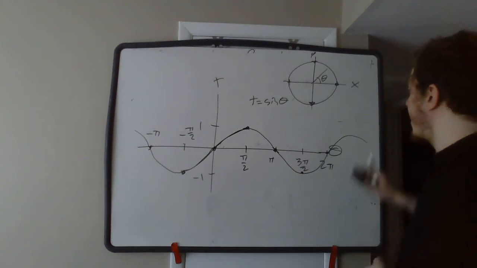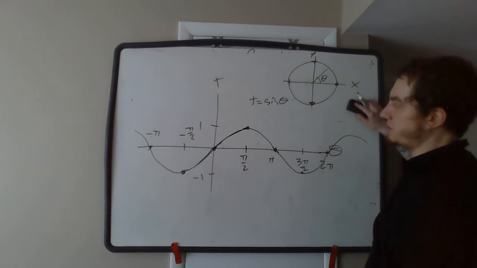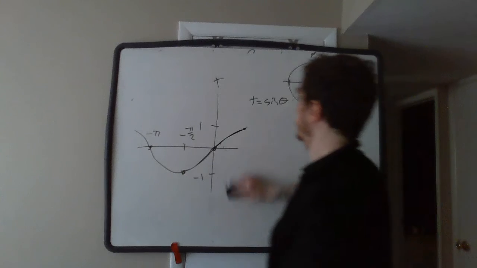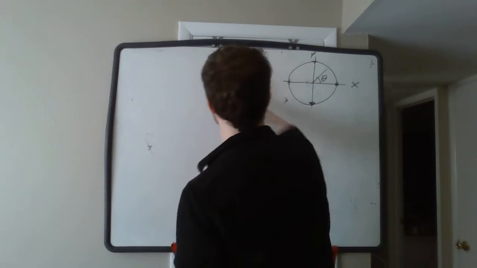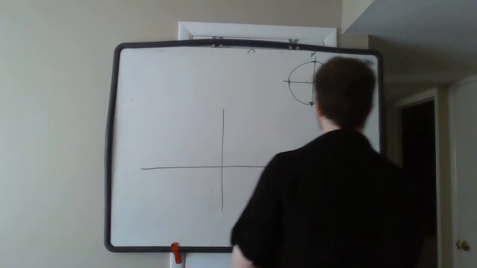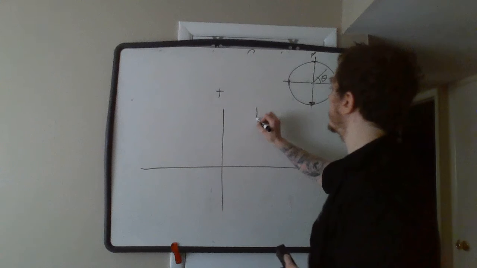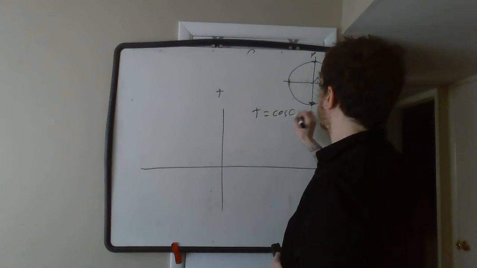Now, what about the cosine of theta? So take notes. I'm about to erase this, so pause it if you need to. Okay, so now, once again, we're going to do a theta t graph here, and we're going to graph t equals cosine theta.